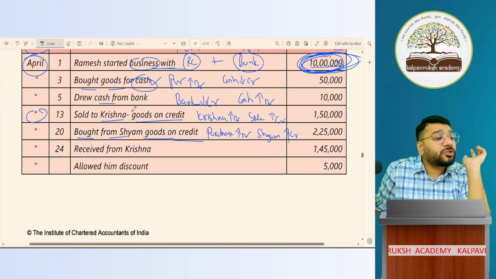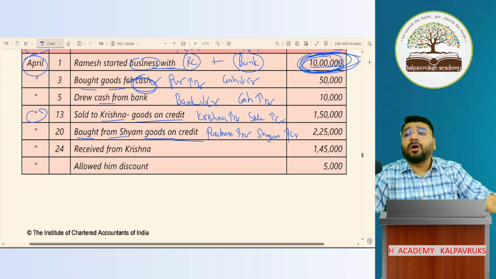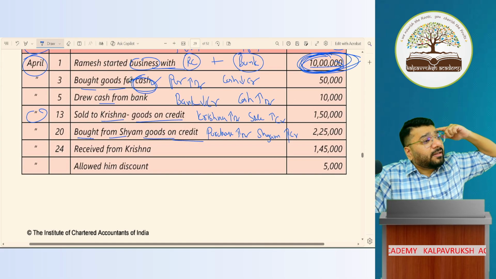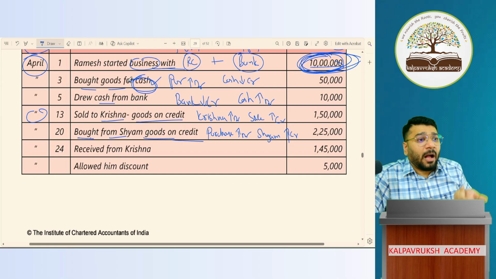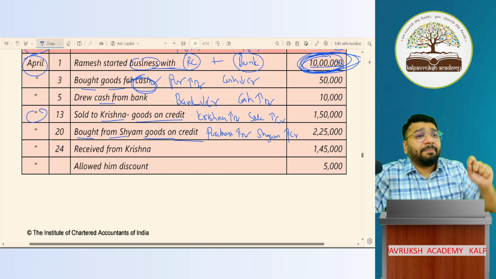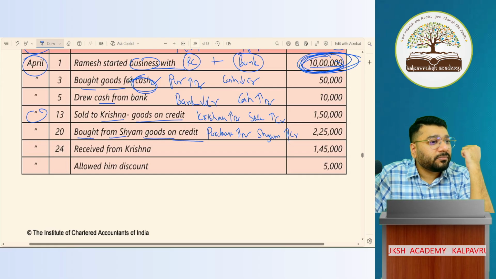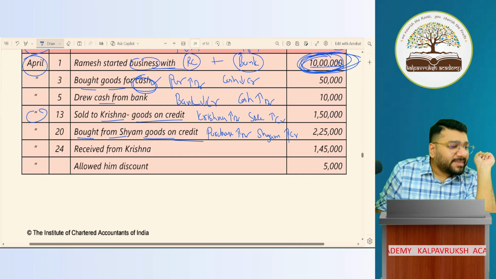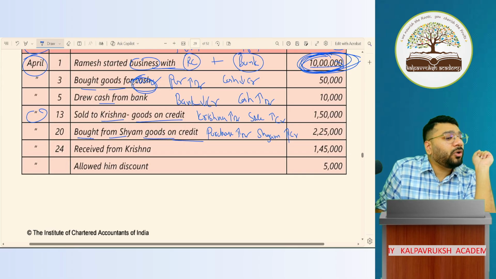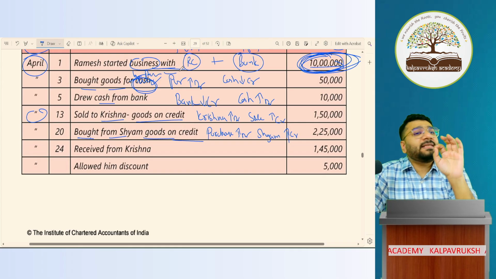Tell me one thing. When you're specifically saying that goods are bought for cash, how will I write bank? Cash is only cash. You should have said that you bought goods by paying cheque, then bank will come. So here there's a fundamental flaw in the question. My suggestion is remove this word cash, bought goods for cash, and you can write bought goods for 50,000 by paying through cheque. In exam, such questions will not come.